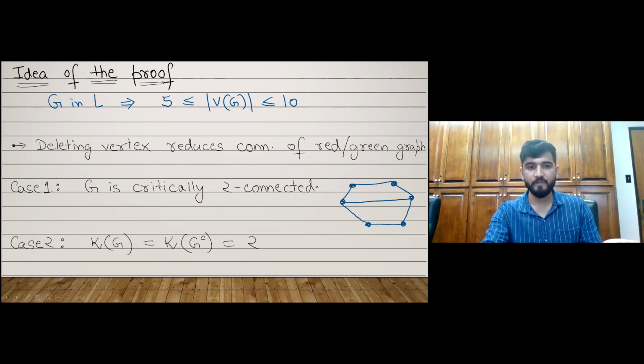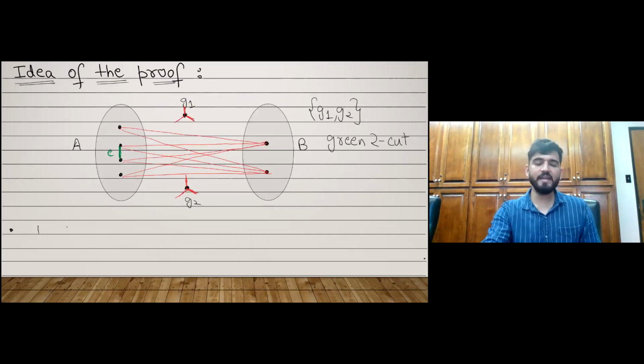Or the other case is you keep deleting vertices. Sometimes you destroy the two-connectivity of the red graph and sometimes the green graph. In that case, the vertex connectivity is two. So that's the case left to tackle. And the idea is this.